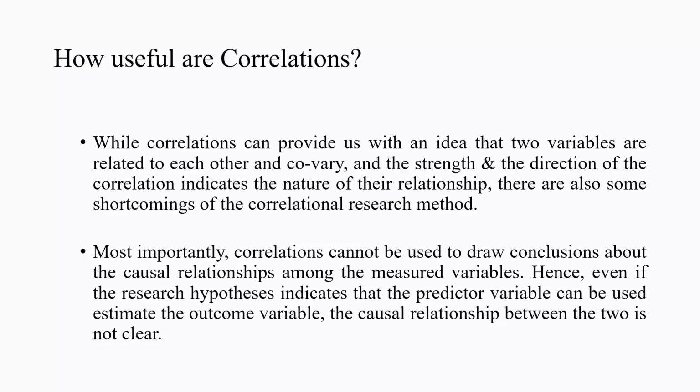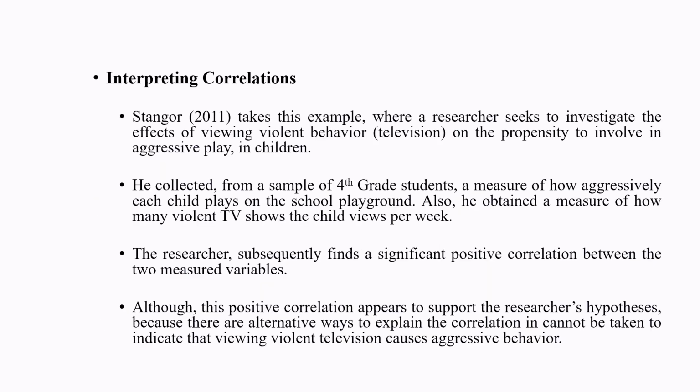We have not really gone out and created what is called an initial equivalence and matched the two groups on certain characteristics, so that the effects that we are observing are only because of changes in the variable of interest. That is not what is done in correlational research. So, correlations cannot be used to draw conclusions about the causal relationships among the measured variables. I just repeated that. Hence, even if the research hypothesis indicates that a predictor variable can be used to estimate the outcome variable, the causal relationship is not clear, and the causal relationship is not what is being argued for.